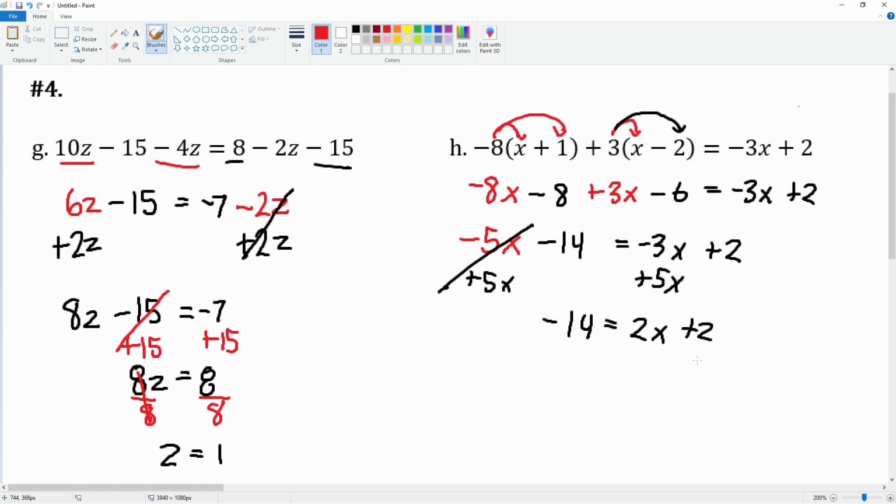Now we want to subtract 2 from both sides. The plus 2 and the minus 2 on the right hand side does cancel, leaving you with a negative 16 is equal to 2x. Divide the 2 to both sides so we can make the number 1. 2 divided by 2 becomes a 1, so that's just an x on the right hand side. The negative 16 divided by 2 becomes negative 8. So the answer here is x is equal to negative 8.